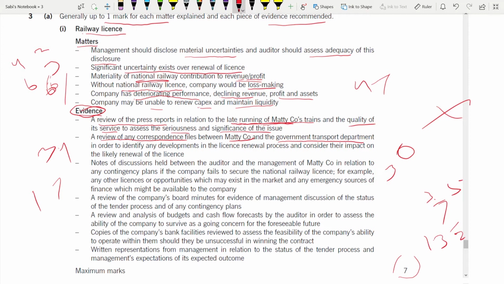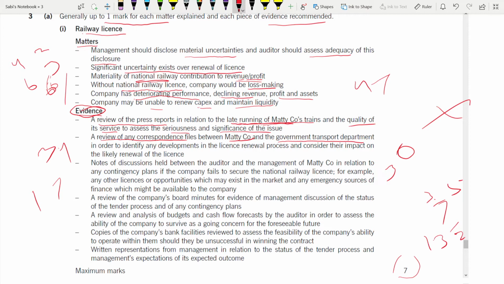Why are you doing it? So that, guys, don't just write the source of the evidence. Don't write press report. They should review press report. They should review this. They should obtain this. Don't just write review, obtain, obtain. Don't write these words. You have to write the reason why you are using it.